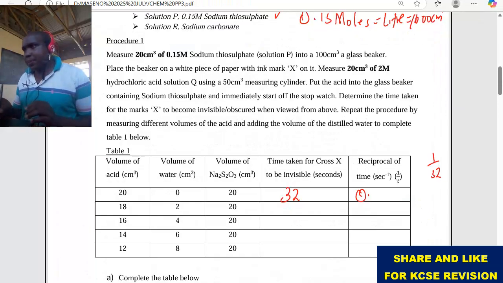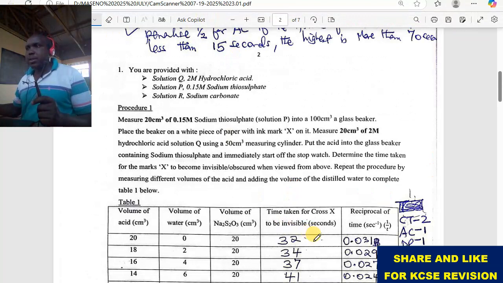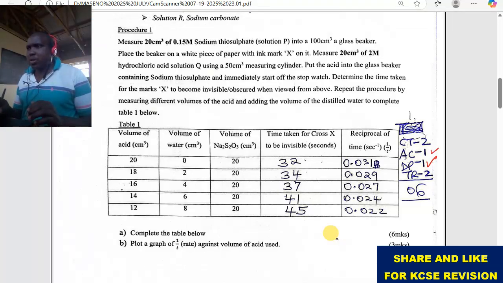So here you will write 0.031. That is now the correct way of doing that. We are going to give you the mark for maintaining 3 decimal places all through from here to the end. That is fine. So for maintaining the 3 decimal points, we will give you 1 mark. For accuracy, we will give you 1 mark. For the complete table, 2 marks.